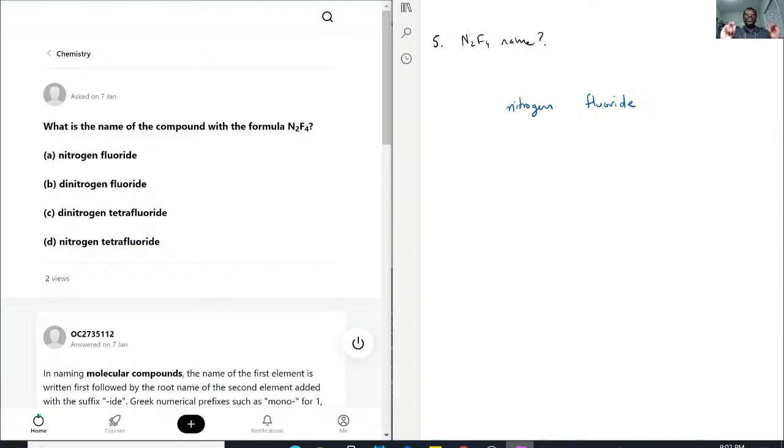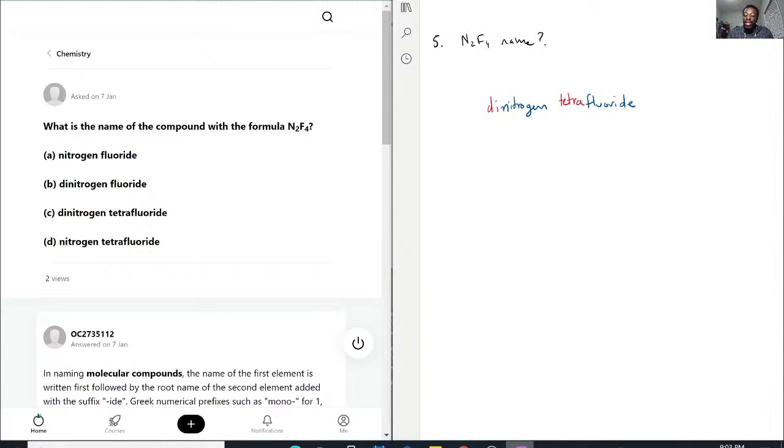But that's a key here. We need to state it. So because there's N2F4, we need to say that there's dinitrogen, and we also need to say that there's tetrafluoride. These two are needed for this to be properly named, because that is what covalent compounds do. It also helps distinguish between covalent and ionic, and also because covalent compounds typically are found like this, to where they just have very, I guess, different structures.